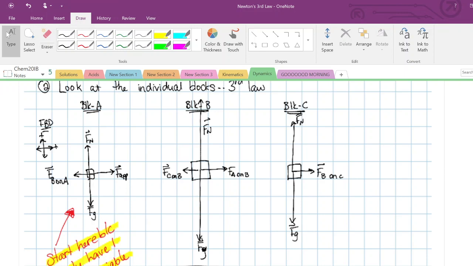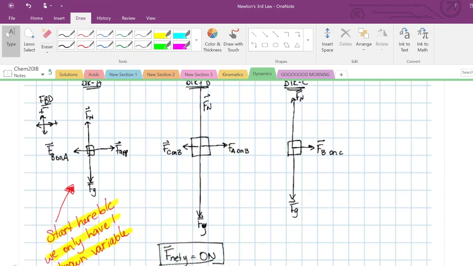And then for block C, well, block B is pushing it, so we get this force B on C, and there's nothing to the right of block C, so there's no force being returned. Now, for all of these scenarios, we know that in the perpendicular direction, there's nothing happening. It's a net force of 0. So we can just make our statement and leave it at that.